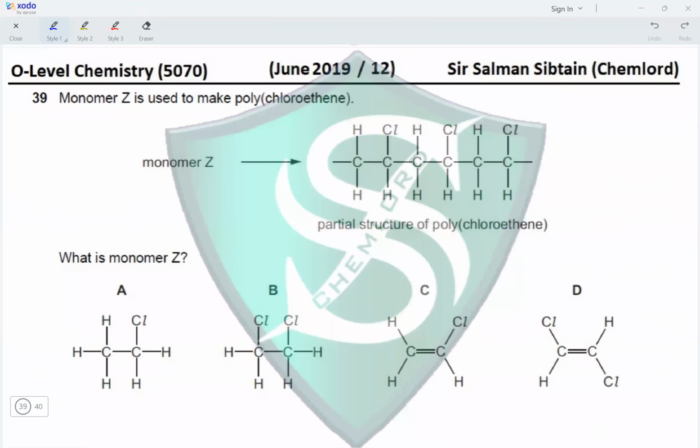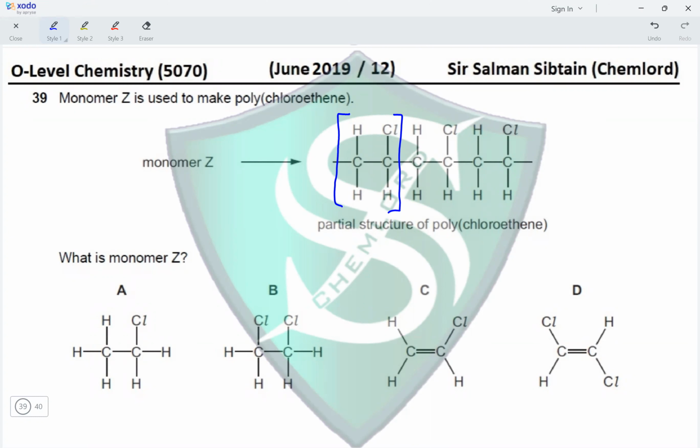Question 39. Monomer Z is used to make polychloroethene, and its structure is given. Partial structure of polychloroethene. What is monomer Z? Okay, so if we work out the repeat unit, let's start from this end and see where it repeats. Okay, so this is the repeat unit because this is being repeated after this bracket.